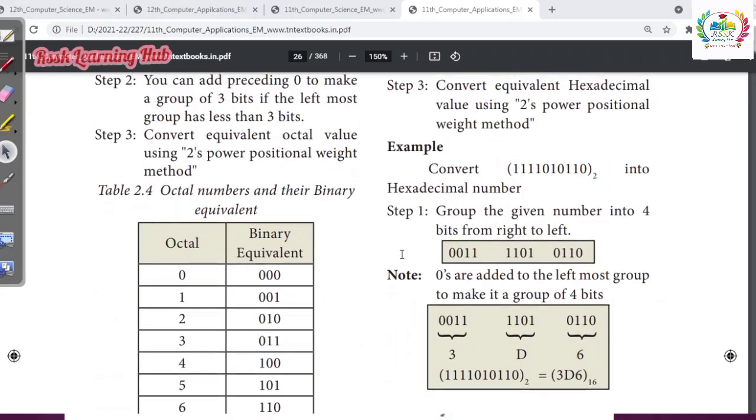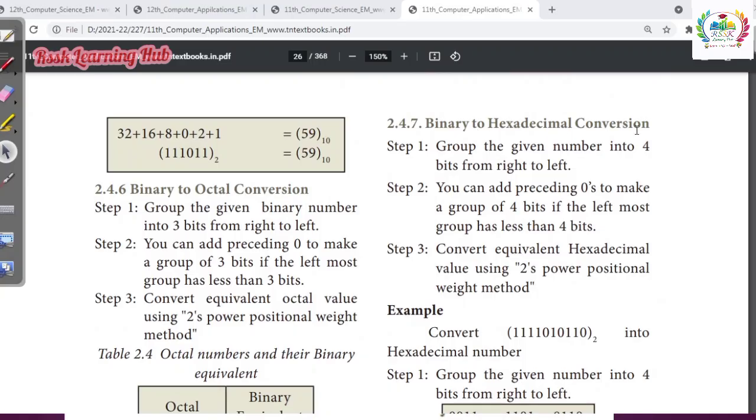So now coming to the next part, that is binary to hexadecimal. What you have to do is same as octal, only thing is you have to split it into 4 bits from right to left. Why is it 4 bits? It is indicated by using the 8421 code. That is the first stage. Next, you can add preceding 0s if the group is less. Then convert the equivalent using your 2's power positional weightage method. That method you have to follow here also.